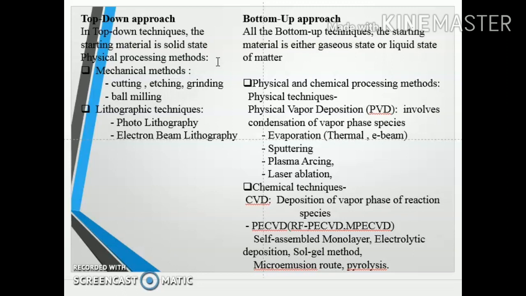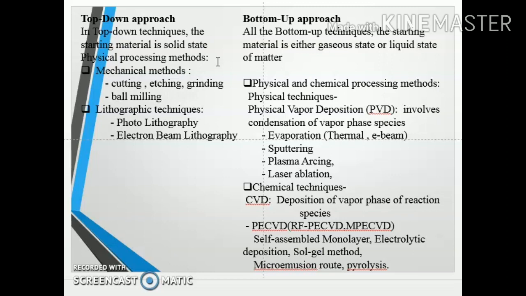If we consider the bottom-up approach, all the bottom-up techniques, the starting material is usually in the gaseous state or in the liquid state of matter. The physical and chemical processing methods I am now explaining. Physical techniques, first of all, include physical vapor deposition, usually pronounced as PVD. It involves condensation of vapor phase species. Second method is evaporation. This evaporation may be carried out by thermal means or electron beam bombardment onto the matter.